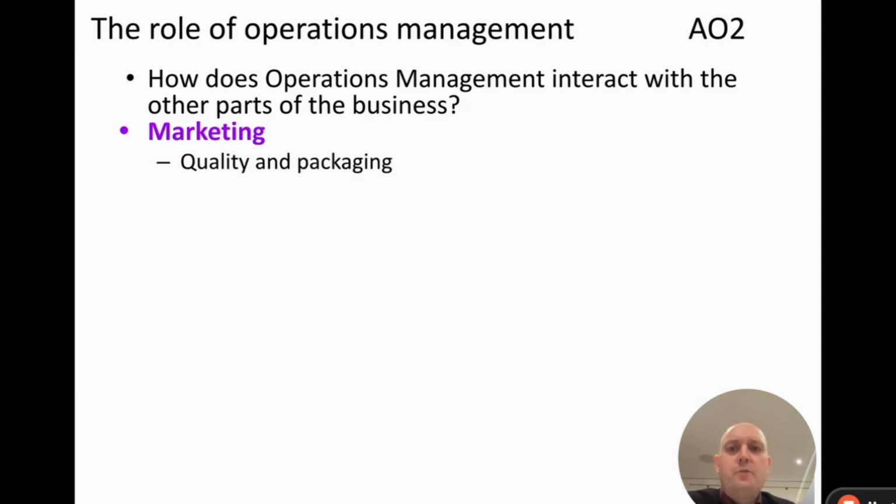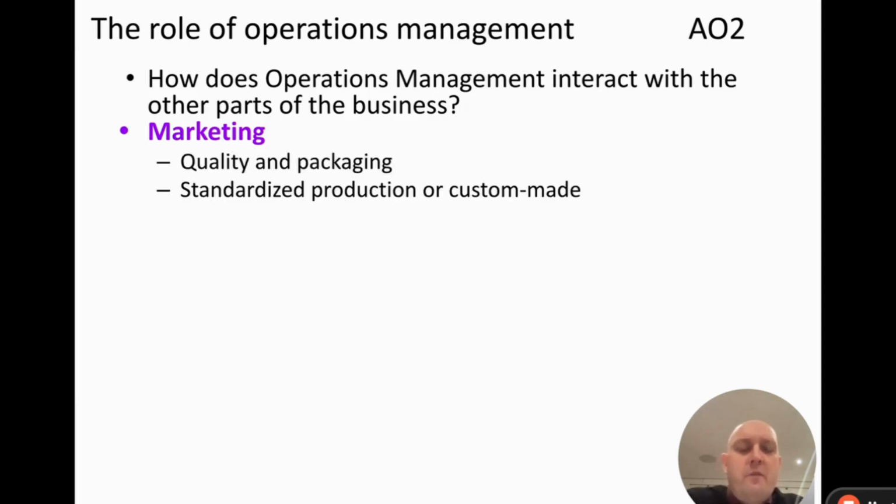Finally, how does operations management interact with other parts of the business? In a business, they're going to look at the operations management department, and then it's going to affect other departments. So for example, marketing, quality and packaging. The marketing department are going to market the product. They're going to talk about its quality and its packaging. But then they need to be able to make sure that the operations management department can meet those needs. So marketing says this is a high quality product. Can operations management actually produce a high quality product at the moment?